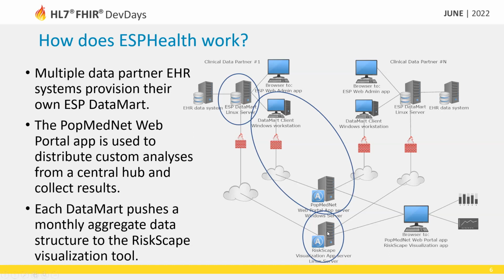The aggregate level information in the RISC visualization system is at the 5-digit zip code. So it is also a limited data set. So it does have some PHI in it. And then the PopMedNet tool is used for distributing queries. So users can create queries to run against the data models in each of the data partner connected ESP systems. Those queries are distributed. They're run through a local data mart client that connects to the database, generates aggregate results, sends those back to the portal for review by the analyst. That's a distributed analytic research model.